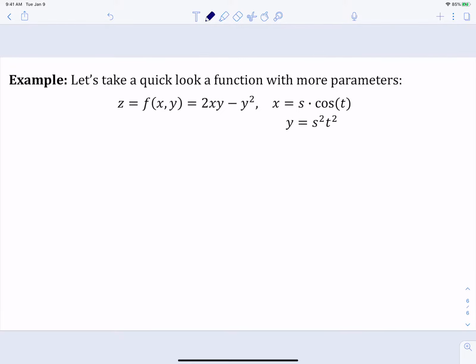It's s times cosine of t, and y is equal to s squared times t squared. So I like to make that tree diagram and say, okay, again, we've got z here at the top, and it is a function of x and y. X is a function of s and t. Y is also a function of s and t, but we could have this where x is only a function of t or y is only a function of s. That is also a possibility.